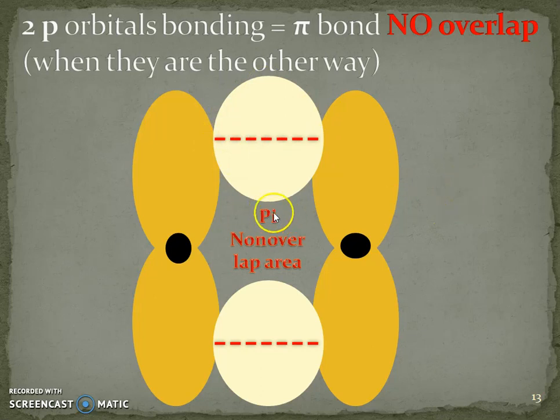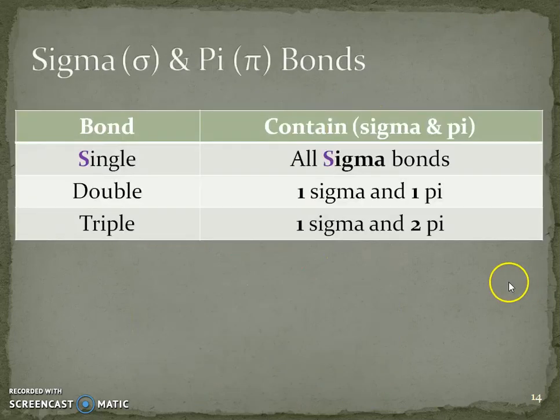So again, we want to know that this pi area, the pi bond, is the non-overlap area. Somehow or another, you need to draw that and make sure you're understanding where that occurs. So the easiest thing to know, though, this is the easiest thing, right?